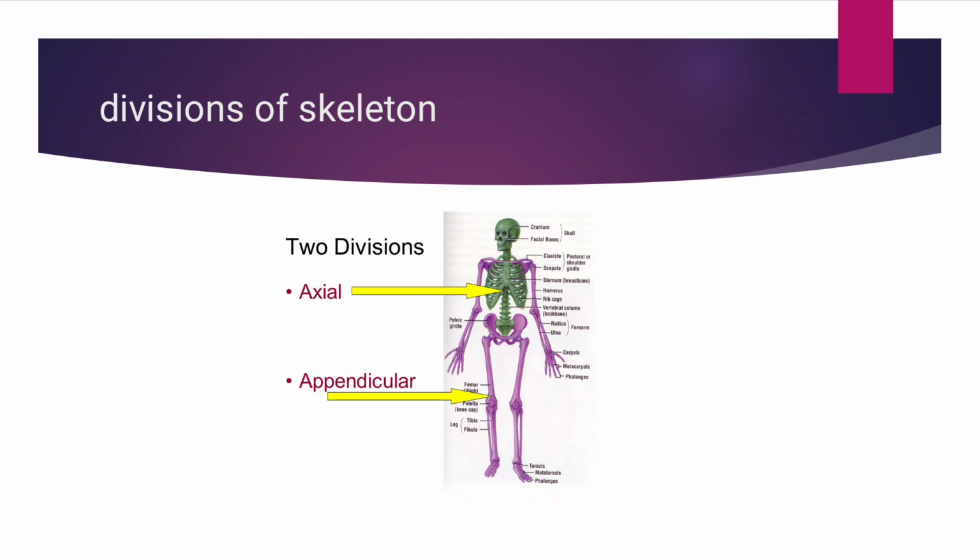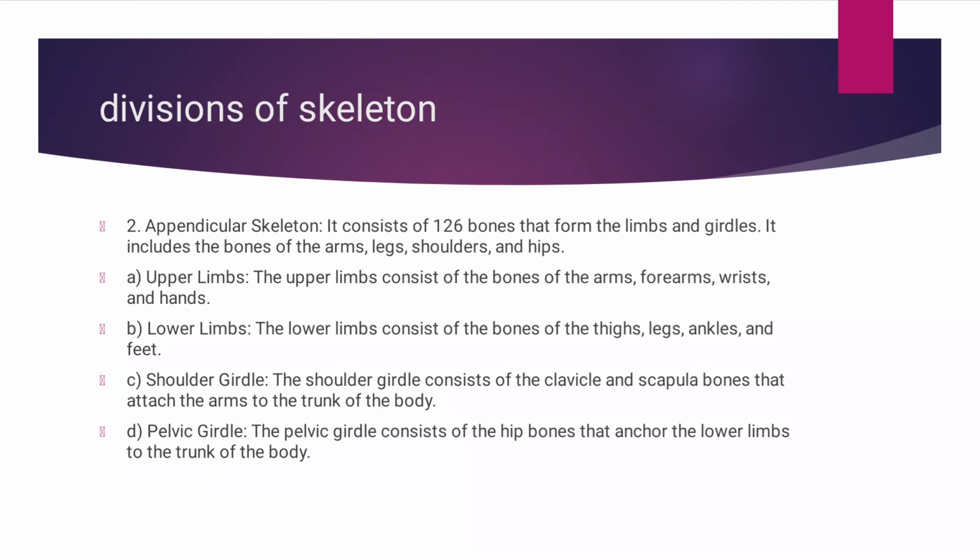Then in appendicular skeleton, examples are femur, patella, then tibia, fibula, tarsus, phalanges. These are some examples for appendicular skeleton. This appendicular skeleton contains 126 bones that form the limbs and girdles. It includes the bones of the arms, legs, shoulders and hips.